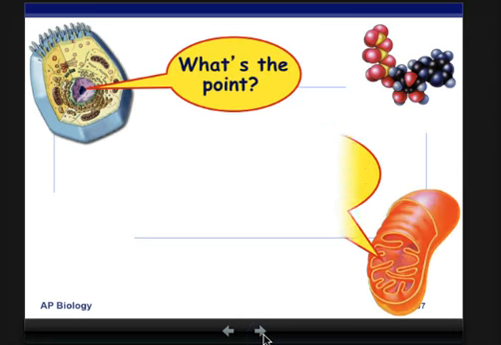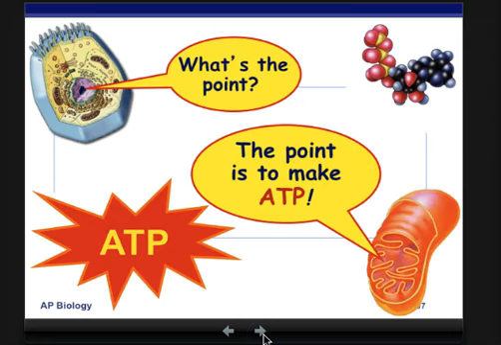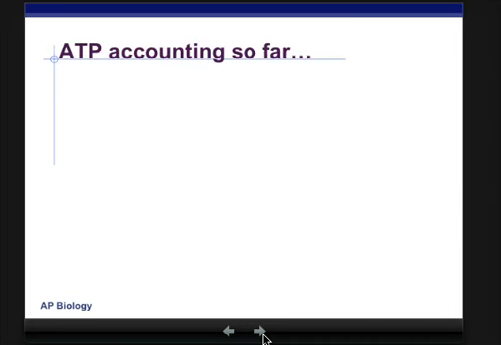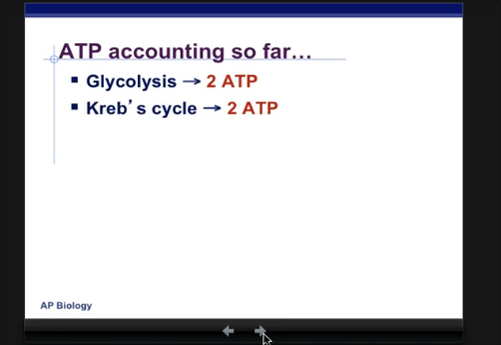And what's the point? The point is to make ATP, and we keep saying that, but here's where we're really going to get the ATP. So accounting so far, glycolysis, 2 ATP. Krebs cycle, 2 ATP. And you probably remember that each Krebs cycle only produces 1 ATP, but since we got 2 acetyl-CoAs, the Krebs cycle goes around twice for each molecule of glucose. So for each molecule of glucose, we have 2 ATP from glycolysis and 2 ATP from the Krebs cycle.